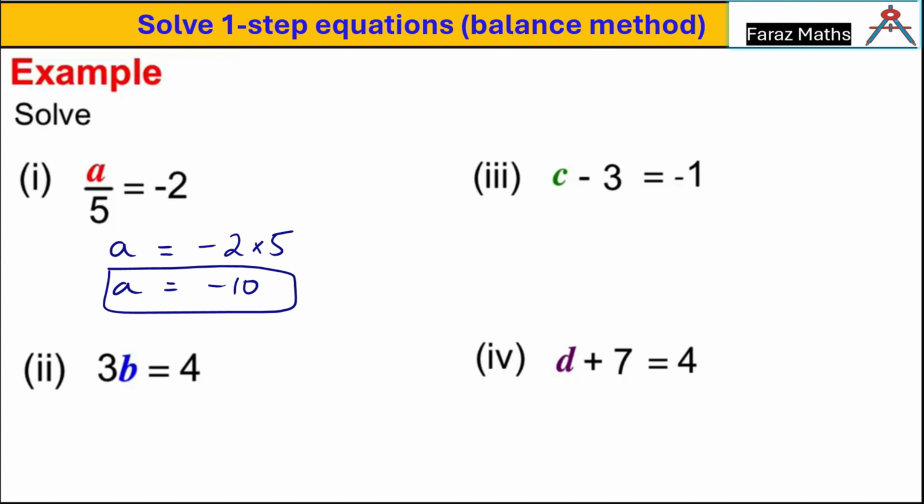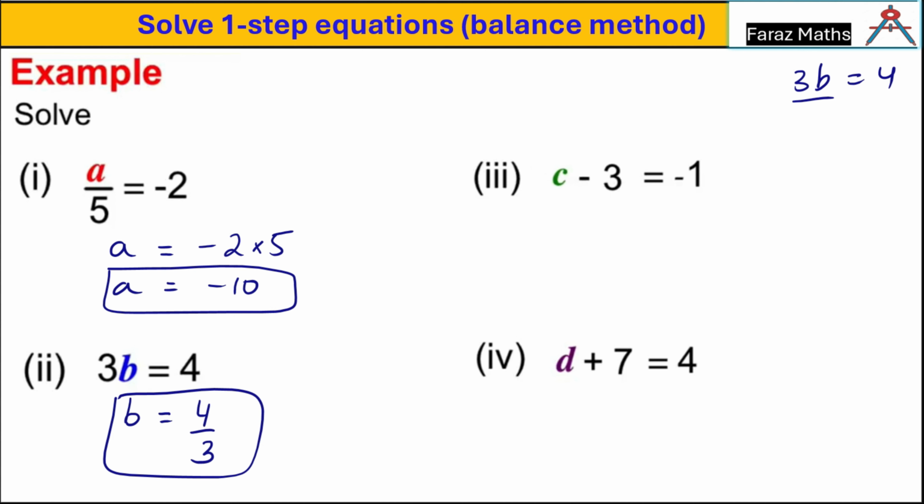3b is equal to 4. Now be careful, 3 is in multiplication with b, so it will divide. b equals 4 over 3. Or you can simply say that 3b equals 4 means divide by 3 on both sides. 3 ones are 3, 3 ones are 3, and then b equals 4 over 3. Because I already know that if I divide by 3 on both sides, I will get 1b on the left side. That's why you can do it directly.